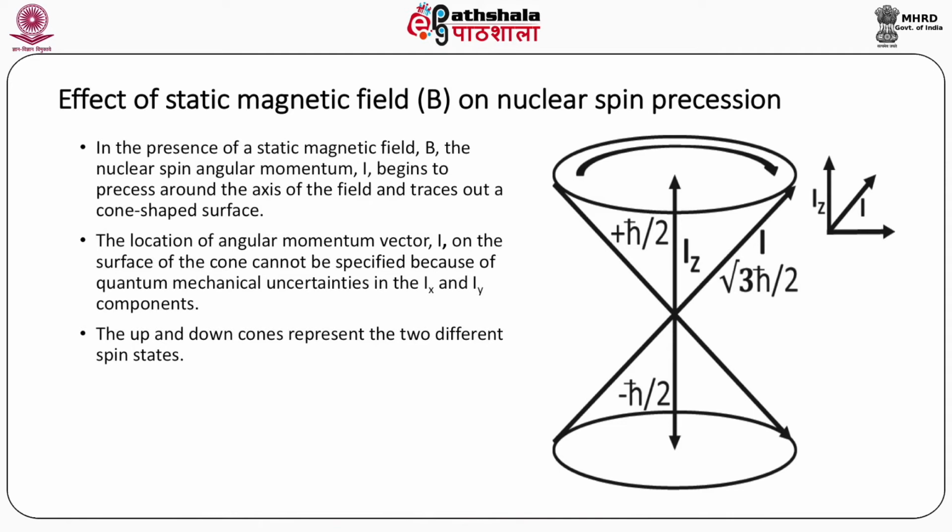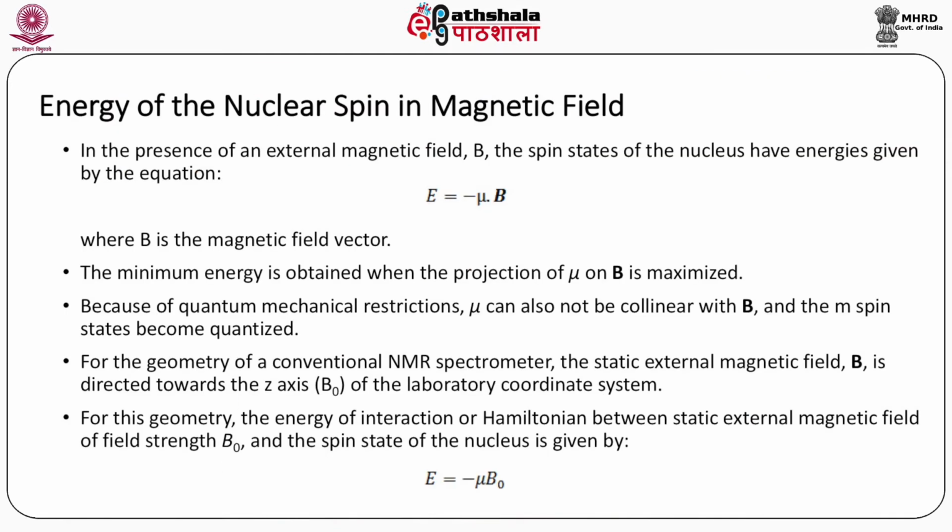The location of the angular momentum vector I on the surface of the cone cannot be specified because of quantum mechanical uncertainties in the Ix and Iy components. The up and down cones represent the two different spin states.